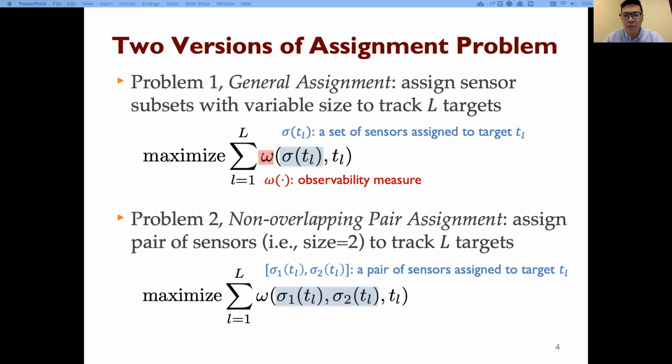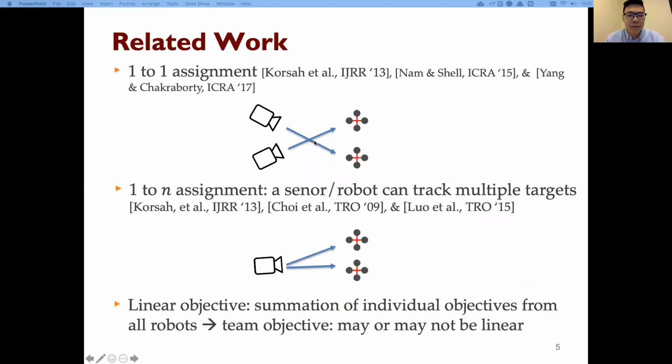Our study is different from the assignment problems in the literature from the perspective of the constraint and the objective. For example, some work has studied a one-to-one assignment, where each sensor or robot is assigned to exactly one task. And some work focus on one-to-n assignment, where each sensor or robot can perform multiple tasks. Our problem is the N-to-1 assignment, where we assign a set of sensors to each target. Also, the related work considers the linear objective, which is the sum of the individual objectives from all robots, whereas we consider a team objective, which may or may not be linear.